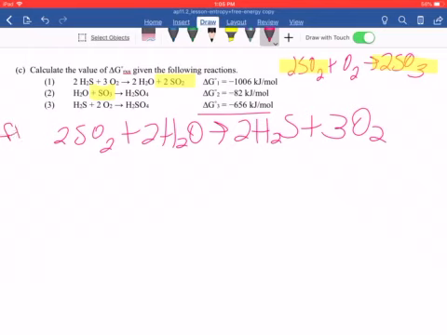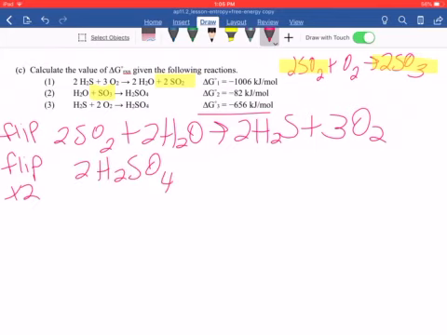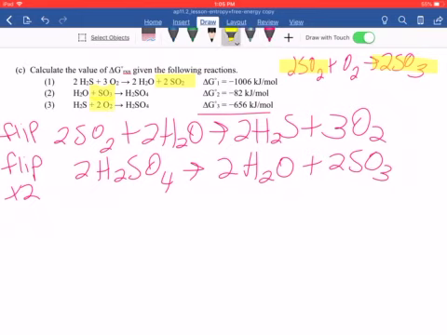So I flipped the first one. I need to flip the second one, and I'm going to multiply it by 2. So I end up with 2 H2SO4, 2 waters, and 2 SO3s. All right, the last one, I noticed that there's 2 oxygens right there. I need 1 oxygen, but I also had 3 oxygens from the top, right? There's two equations that have oxygen, right? There's the oxygen right there. And so I need to make 1 oxygen overall.